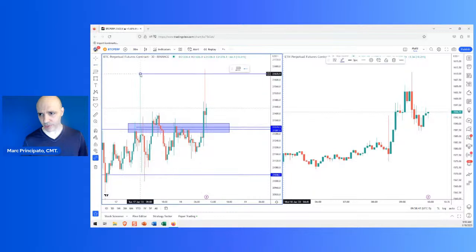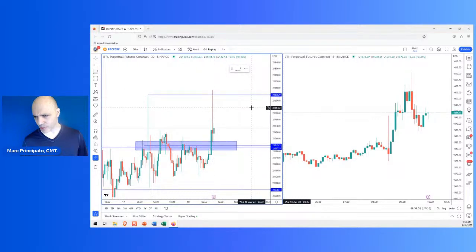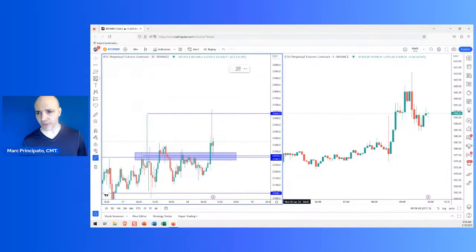This is my resistance right now. What price is this? That's around 21,458, right? So 21,460. We're fooling around 425, right? So we're kind of close to that resistance. But the thing is, I'm not going to be Captain Obvious and say, oh, I'm going to short it right there. I'm not going to do that.